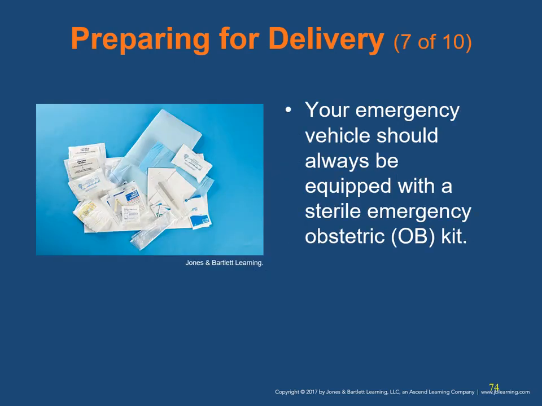Your emergency vehicle should always be equipped with a sterile emergency obstetric OB kit, including surgical scissors or scalpel, umbilical cord clamps, umbilical cord tape, a small rubber bulb syringe, towels, drapes, and sheets, 4x4 or 2x10 gauze sponges, sterile gloves, infant blanket, sanitary pads, an infant-sized BVM, goggles, and a plastic bag.